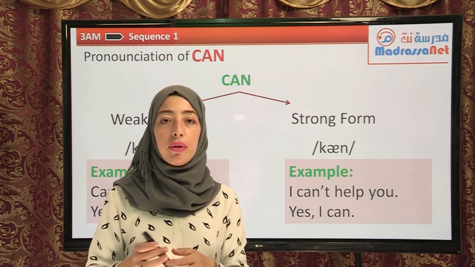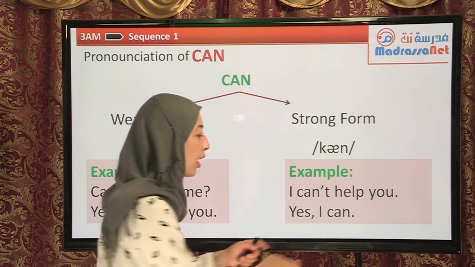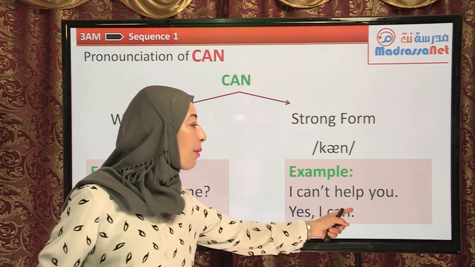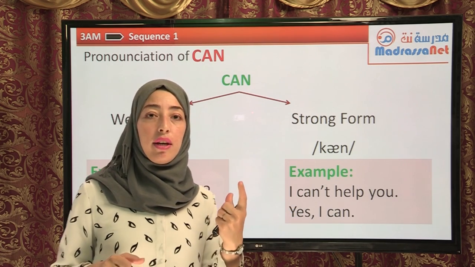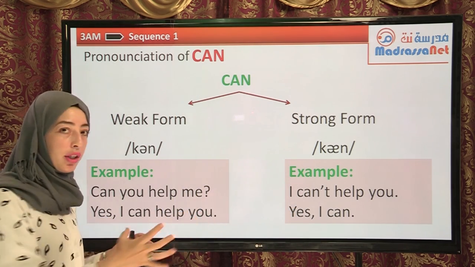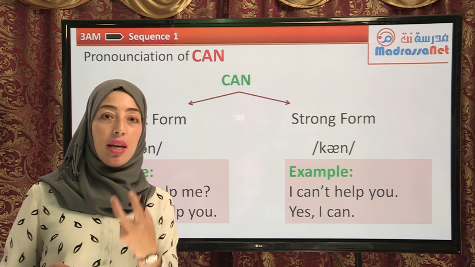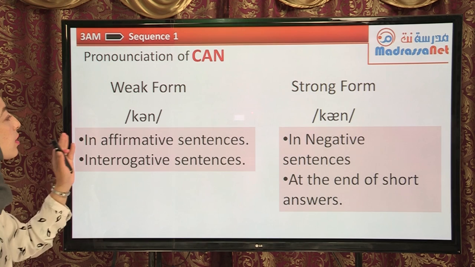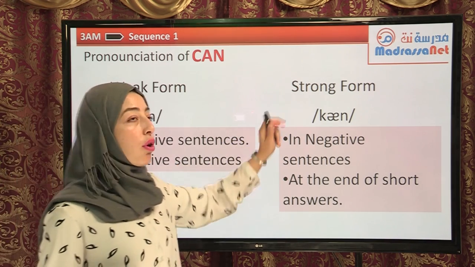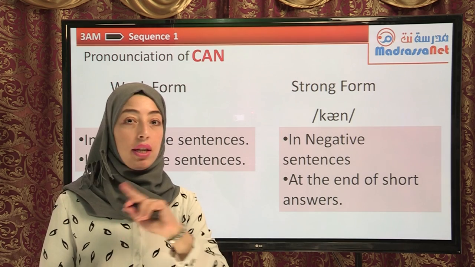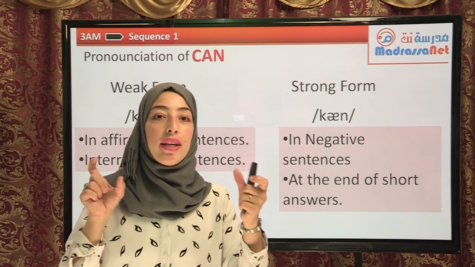Examples. I can't help you. I can't help you. Yes, I can. Yes, I can. Here is a short answer. Do you see the difference between this answer and this one? Here we used can alone, there is no verb after it, so it must be strong on its own. Yes, I can. Here we used a verb after it. So it's a complete sentence. We say yes, I can help you. Yes, I can help you. Yes, I can. Great. So, can in the weak form, we use it in affirmative sentences and interrogative sentences. The strong form, we use it in negative sentences, can't. And at the end of short answers, yes, I can, no, I can't.